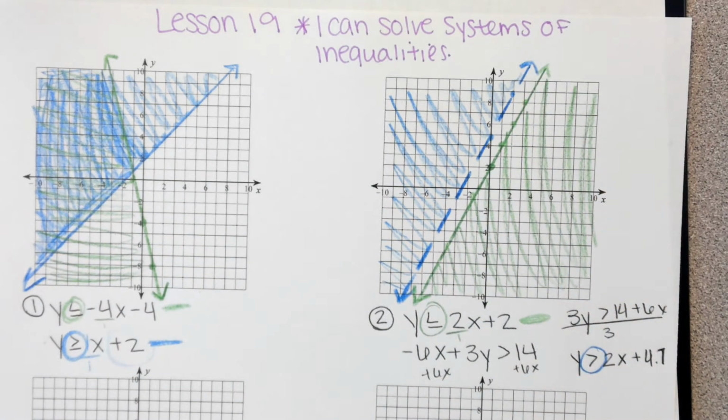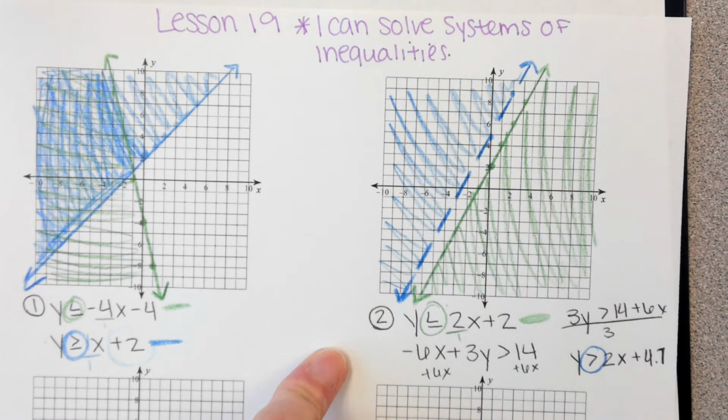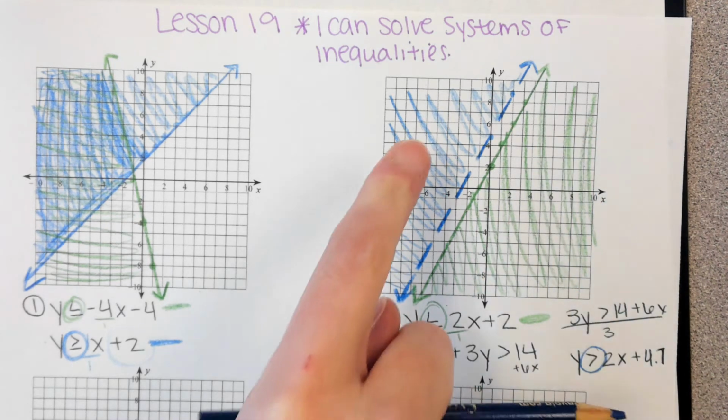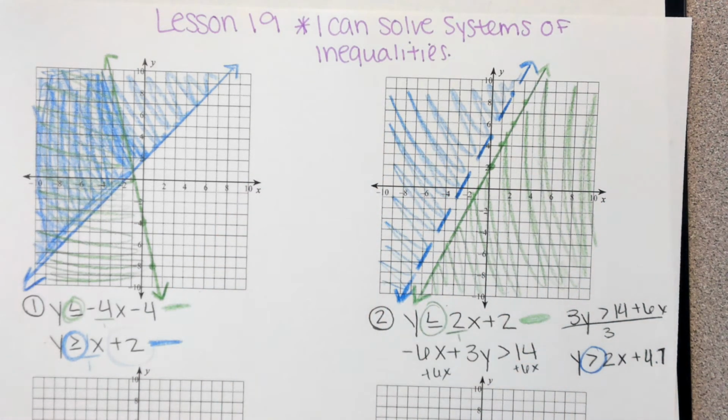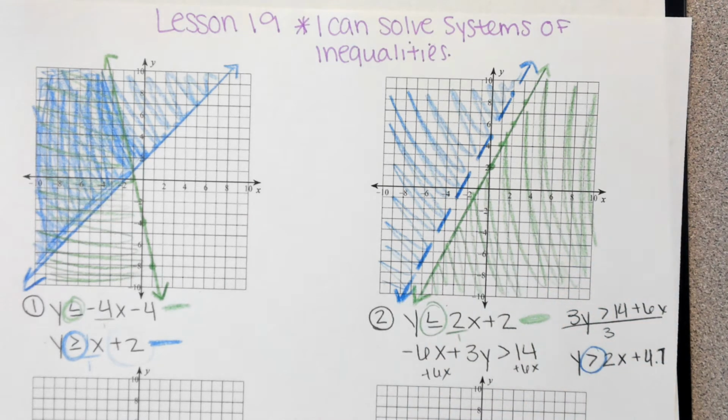Okay, and so what you should notice here is we had the same slope, okay, and when we get those on the graph, we don't have an overlapping shaded region. The green is below, the blue is above, they do not intersect. So that's really a no solution because your shaded regions do not overlap.